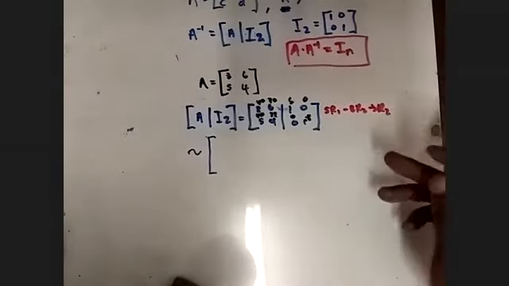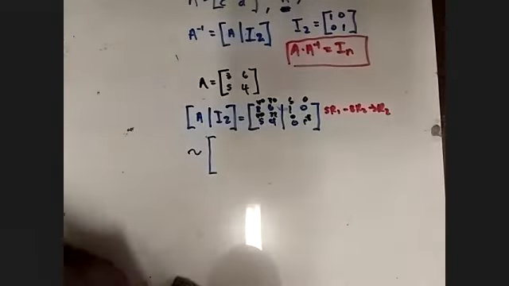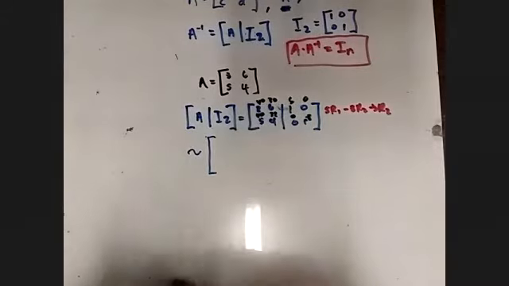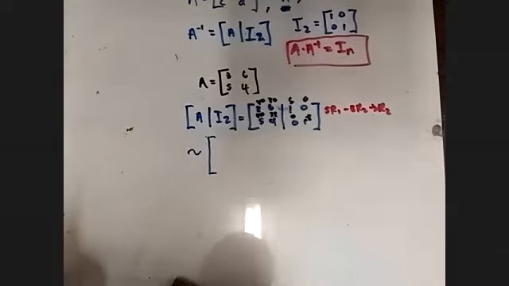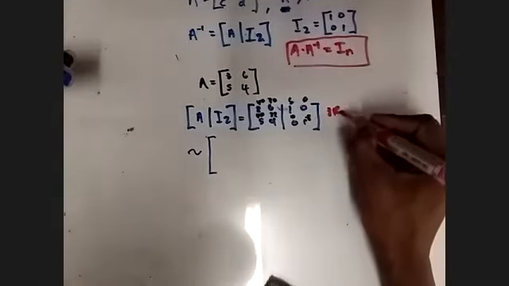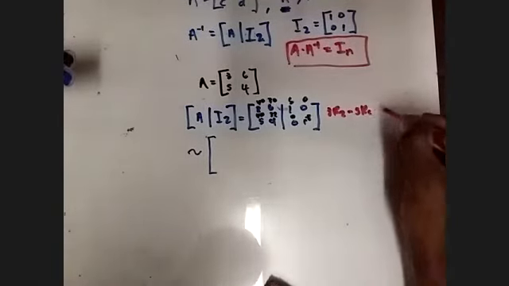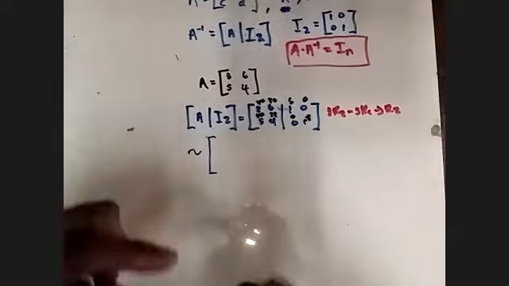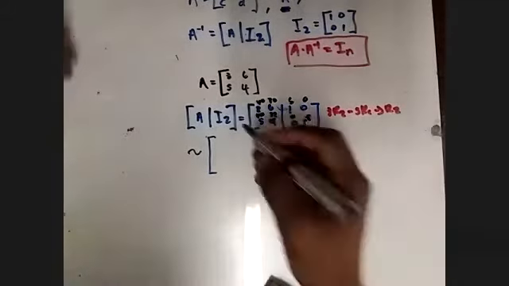Okay, let me do it like this. I always like to have these numbers as positive. I try my level best to have them positive. So I will say 8 times R2 minus 5 times R1, it should give me R2. So R1 doesn't change. So we've got 8.